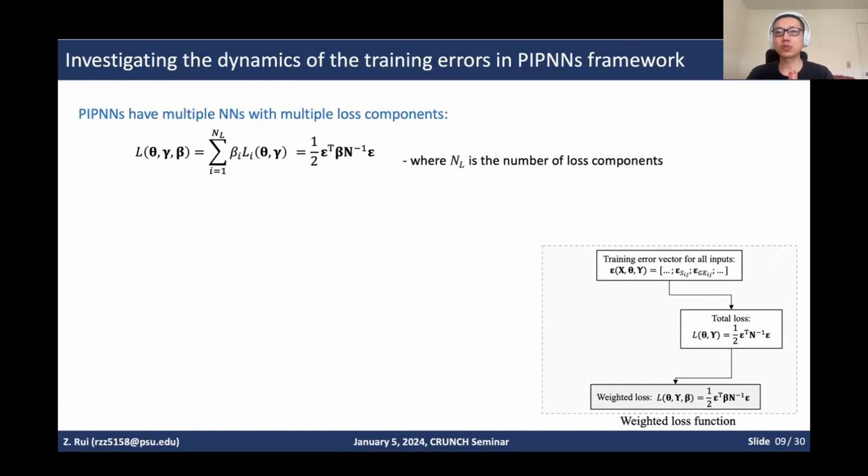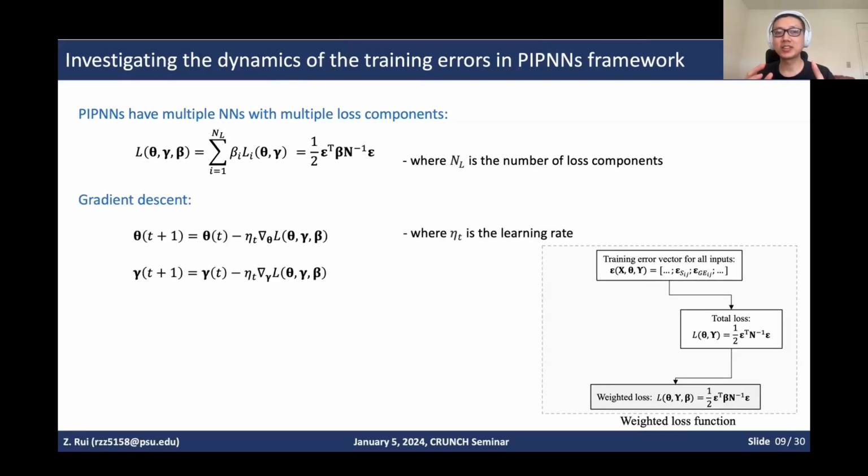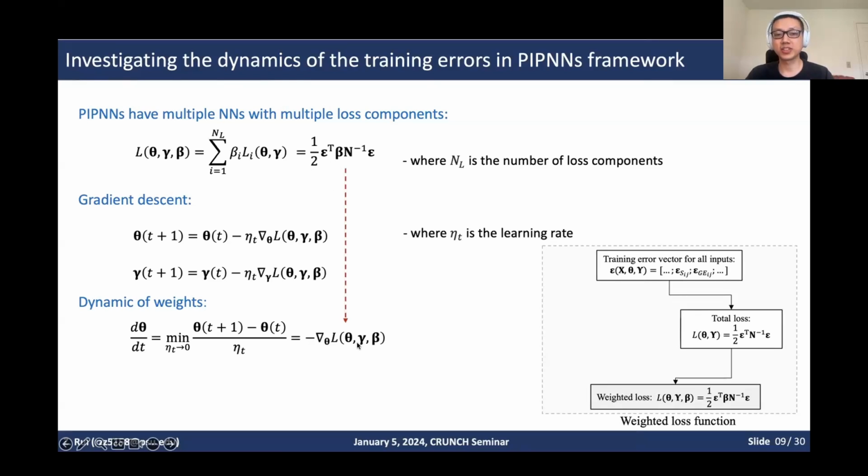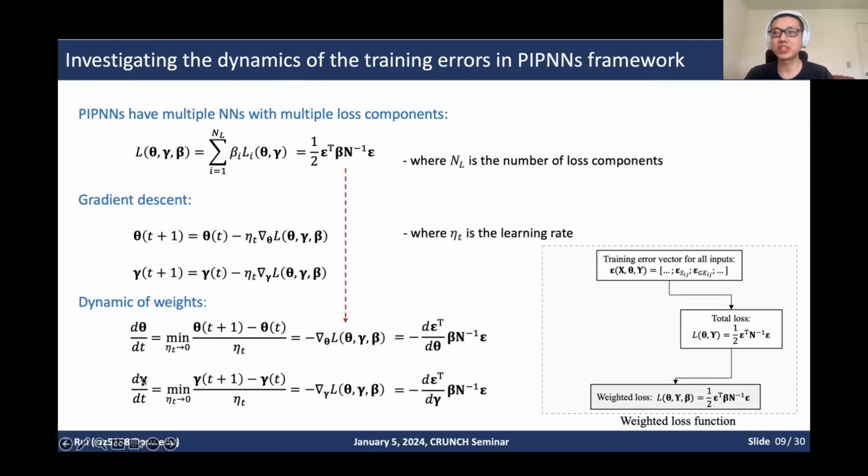Okay, so from now on, I will try to analyze and develop the weights for the loss components. As we know, for the PINN framework, the loss function will have multiple loss components. So we use gradient descent to update theta, which is from the neural network, and also gamma, which is from the unknown structural parameters, and eta is the learning rate. If we rearrange these two equations, the dynamics of the weights look like a limit when eta is very small, and can be represented as the negative gradient of the loss function with respect to the parameter theta. Then we can substitute the loss function into this equation, and again calculate the dynamics of the weights for the parameters gamma.